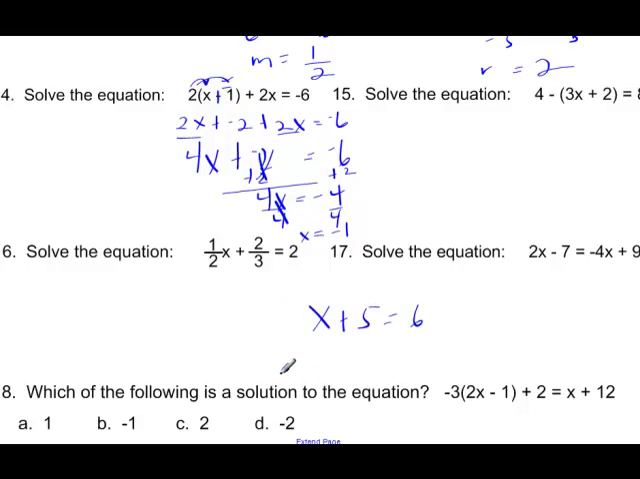What number? X. No. How many x's do you see? 1. So 1. But we don't normally put a 1 because an x is just like 1x, right? So up here, if I don't have any numbers in front, that's just like a 1.